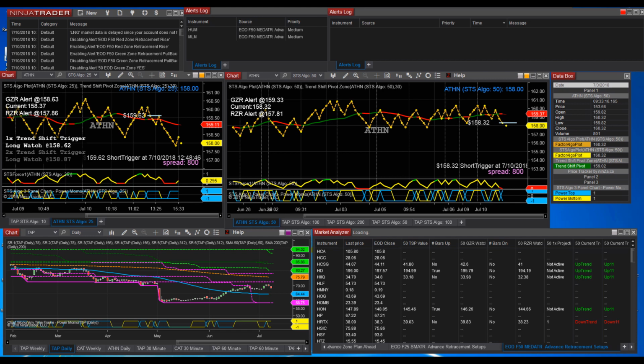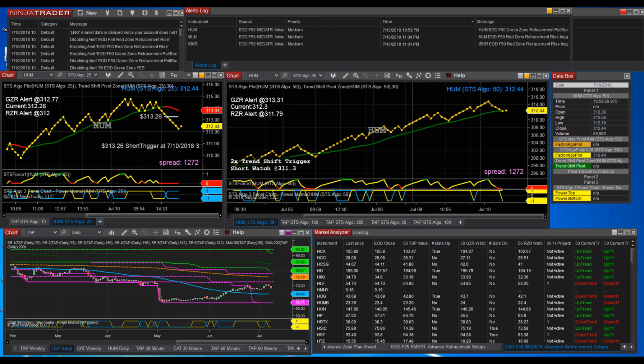We got a few alerts here on this list I loaded of 100 symbols. Humana shows a F50 green zone retracement pullback. We pull back to the line. Now this is what we're looking at. We're looking for these pullbacks. It may not be right on the line. It's putting a lot of criteria in there. It's looking at the green zone retracement.